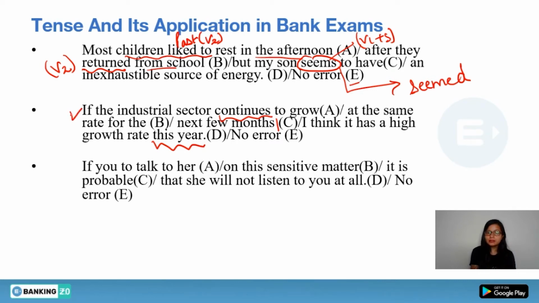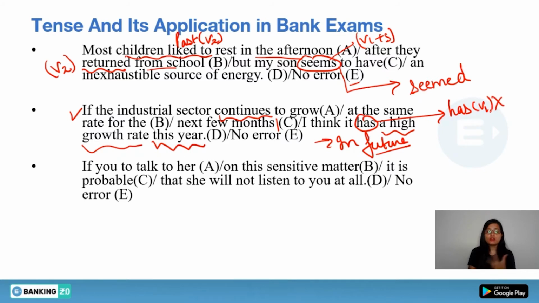This year, this month, this week, whatever you have, it is talking about the future. If the industrial sector continues to grow at the same rate for the next few months, it means the industrial sector is growing, and the sentence is saying that if this growth continues for the next few months, we are connecting present with the future. If the growth continues for the next few months, then what will happen? We will see a high growth rate. But this part has, and has is V1. This sentence is talking about the future, so we need to use it will have a high growth rate this year.